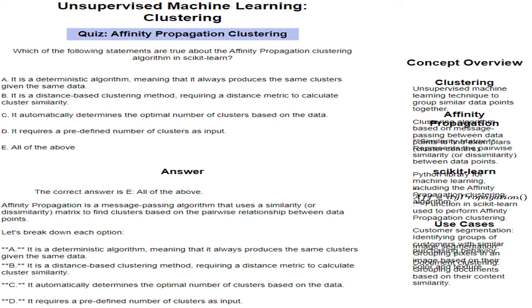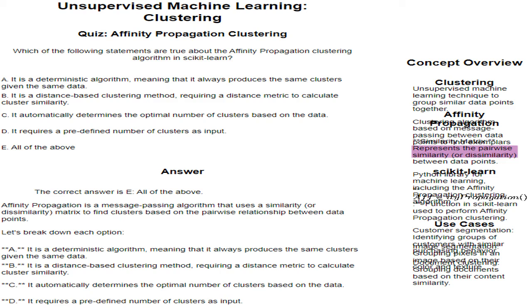Similarity matrix: it represents the pairwise similarity or dissimilarity between data points. Imagine you have data points representing different cities. The similarity matrix would show the distance between each pair of cities. This matrix is used in affinity propagation to determine the relationships between data points.